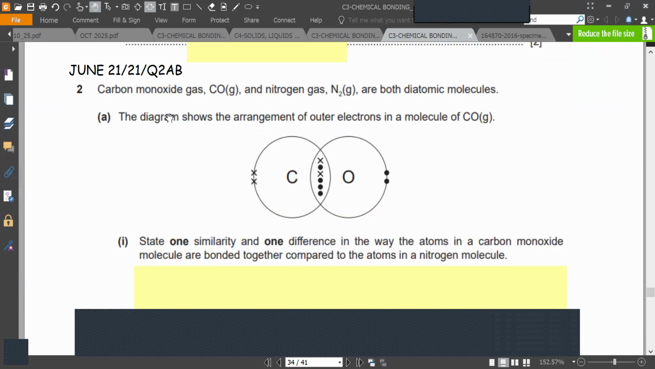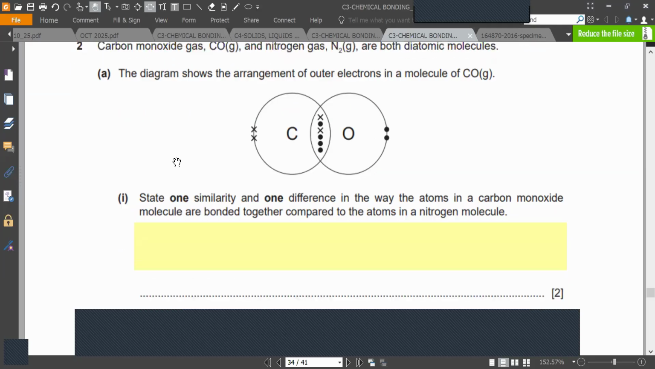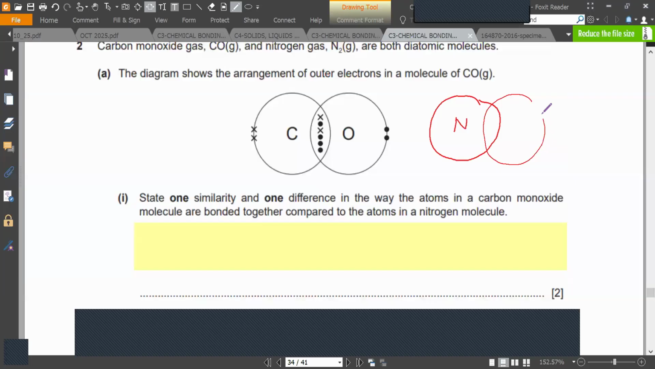Carbon monoxide gas and nitrogen gas are both diatomic molecules. The diagram shows the arrangement of outer electrons in a molecule of carbon monoxide, no problem. State one similarity and one difference in the way the atoms in a carbon monoxide molecule are bonded together compared to the nitrogen. So nitrogen is like this. Nitrogen also forms a triple bond.